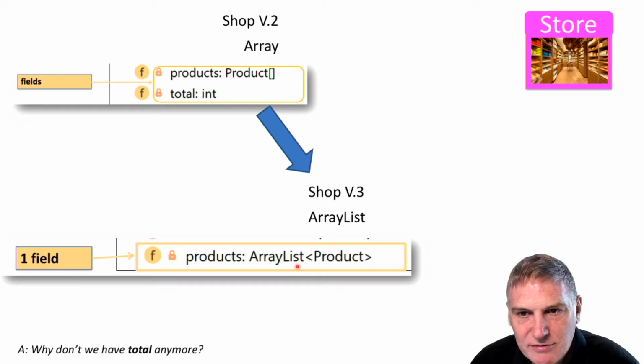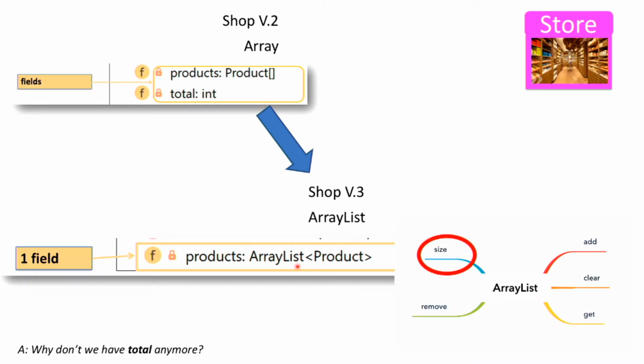So that's really useful because it's keeping track of how many products are in the store. We don't have to. We can pull back that value by looking at the size method. And that will tell us the equivalent of what we were previously storing in the total field. So that's why we don't have total anymore. We can get back the total by just calling the size method of our array list.